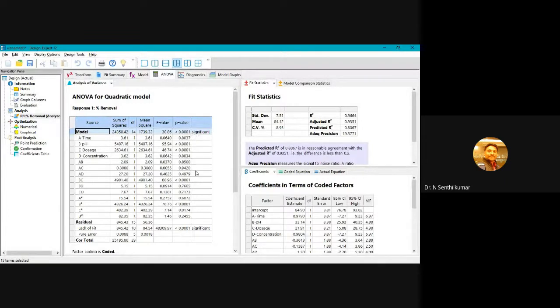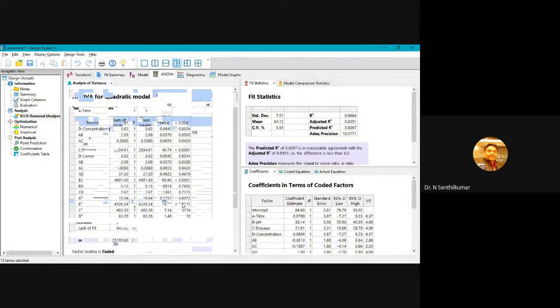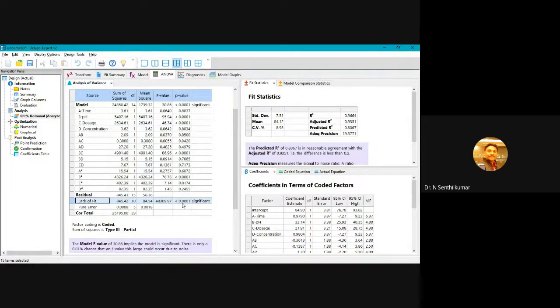But one more thing that we have to look into is the lack of fit. The fit has to be good. That's why lack of fit should be non-significant. If the lack of fit is significant, a perfect fit will not be possible. Even though the model is significant, the lack of fit is also significant. Actually, it should be non-significant. Then only a perfect fit is possible. So in this case, it is significant.